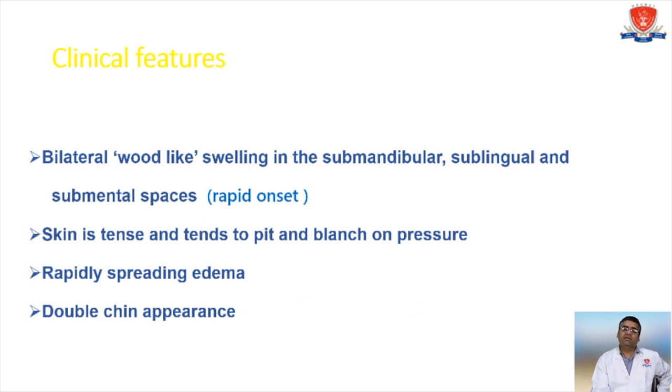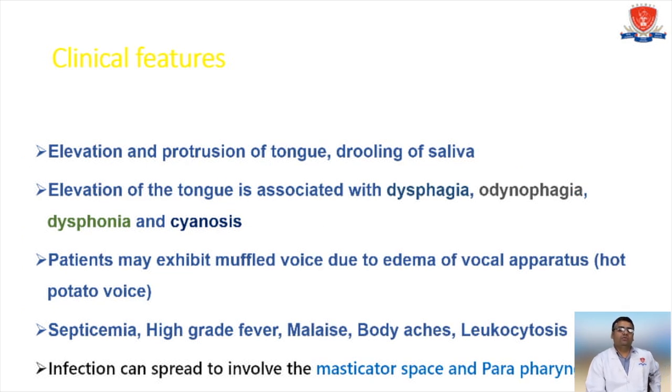Clinical features: bilateral woody swelling in the submandibular, sublingual, and submental spaces. Rapid onset. The skin is tense and tends to pit and blanch on pressure. Rapidly spreading edema and a double chin appearance. Elevation and protrusion of the tongue, drooling of saliva. Elevation of the tongue is associated with dysphagia, odynophagia, and cyanosis. The patient may exhibit a muffled voice due to edema of the vocal apparatus, the hot potato voice.